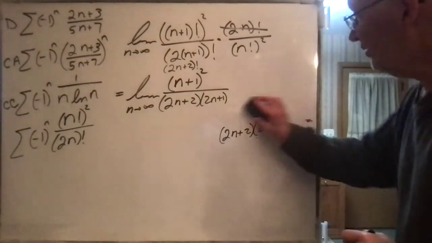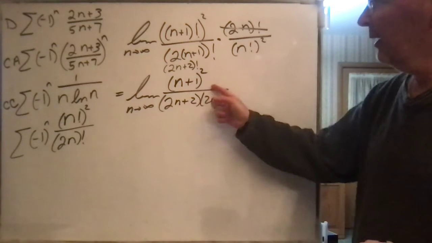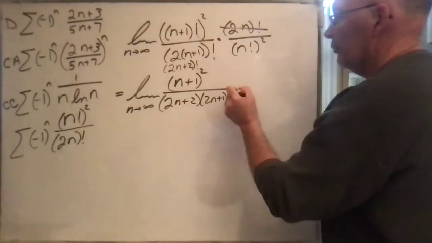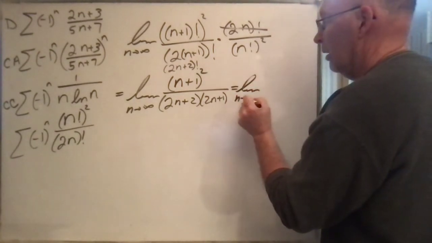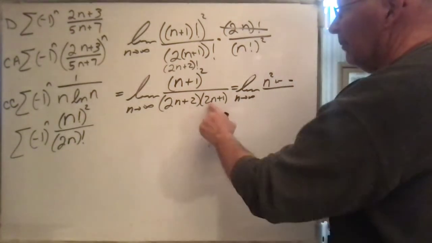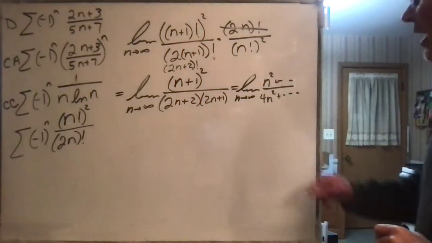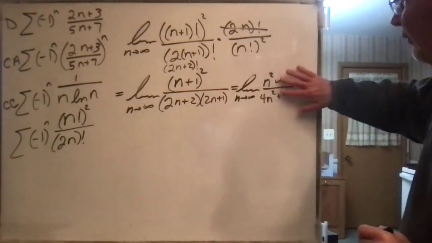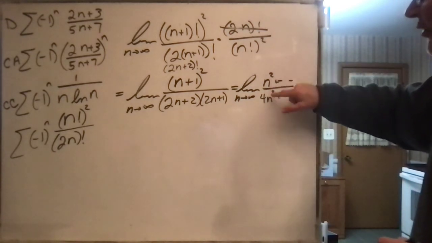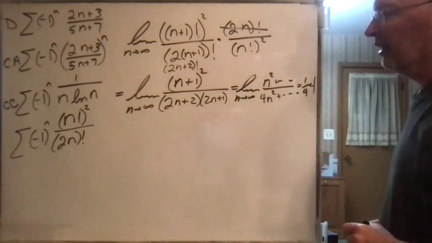And now I look at this, and I say, what happens here? If I were to multiply out the top, I would have an n squared plus stuff. Multiply out the bottom, I'm going to get a 4n squared plus stuff, smaller stuff. And what's the point? The point is all these other things are insignificant compared to your n squared. That's the one that matters. And so this limit here, as n goes to infinity, is going to be 1/4. 1/4 is less than 1.